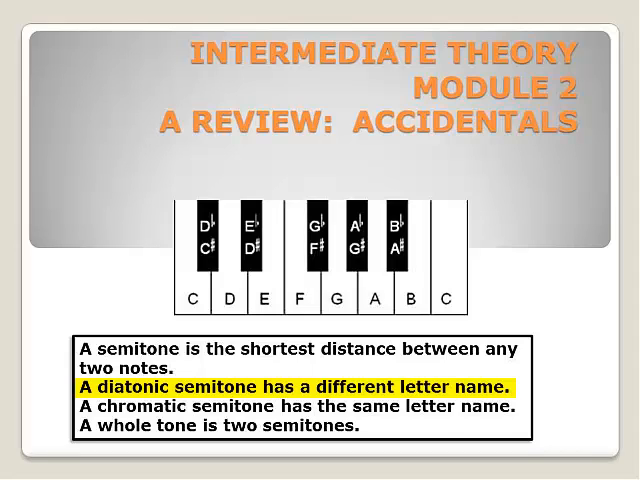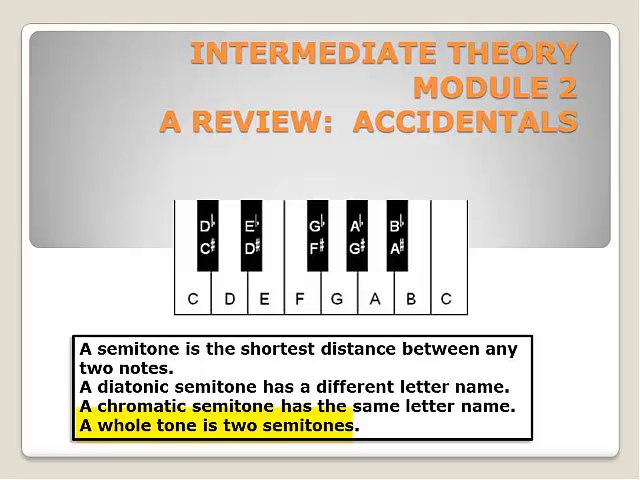D to E flat is a diatonic semitone because it has a different letter name. E to F is a diatonic semitone, F to G flat is a diatonic semitone, and so on. A chromatic semitone is going to have a common or the same letter name. C to C sharp is a chromatic semitone. D to D sharp is a chromatic semitone. E to E sharp is a chromatic semitone.